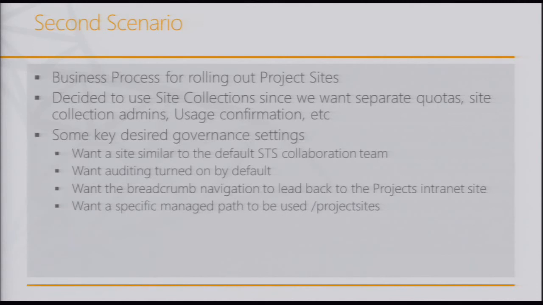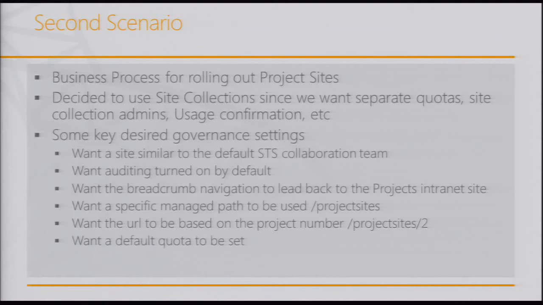I want to use a specific managed path, so all these sites are going to be /projectsites. I want the URL not to be determined by the user. I want a convention. Whatever the project number is, we're going to assign a unique number, and that's what the URL is going to look like. So projectsite/2, for example. I want a default quota to be set. I have already defined a quota template. That quota template, I think, is 500 meg, but I want that quota to be assigned when they get created, much like my sites do automatically.